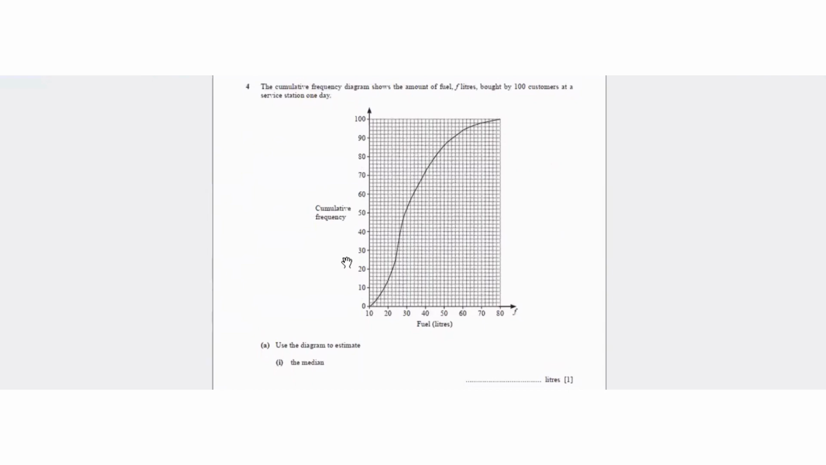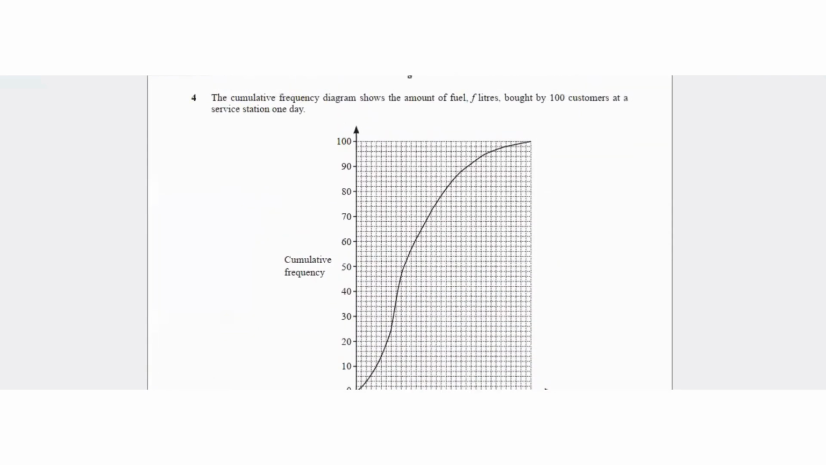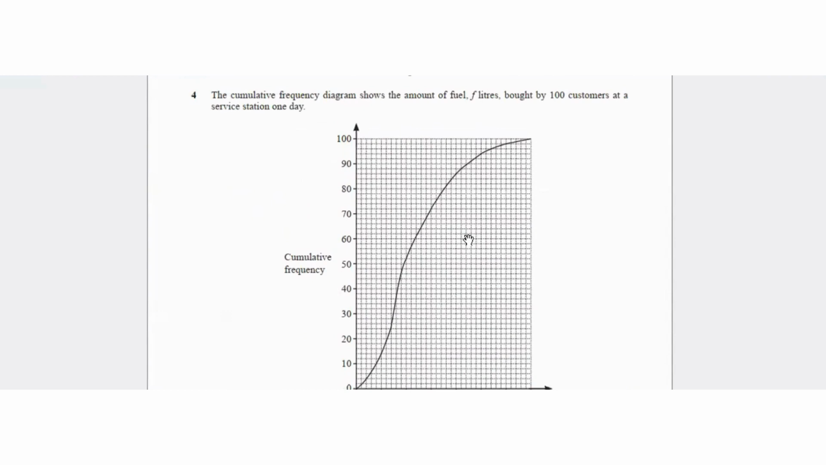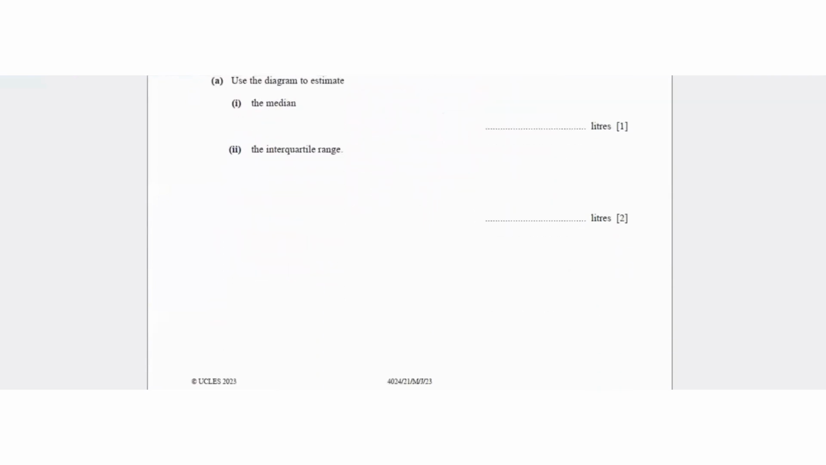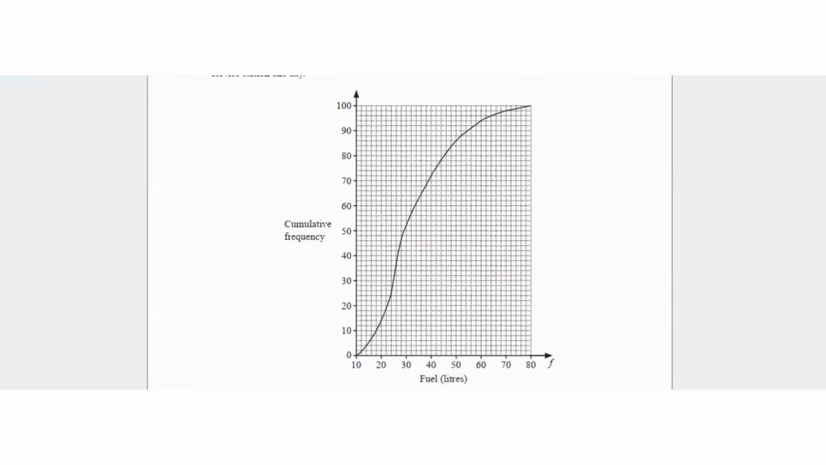Question 4 says that we have a cumulative frequency diagram that shows the amount of fuel, F liters, bought by 100 customers at a service station one day. We have to find the median and the interquartile range.